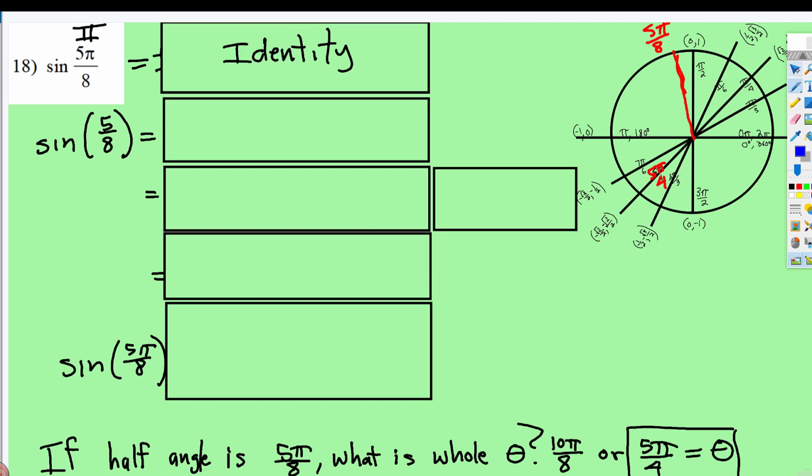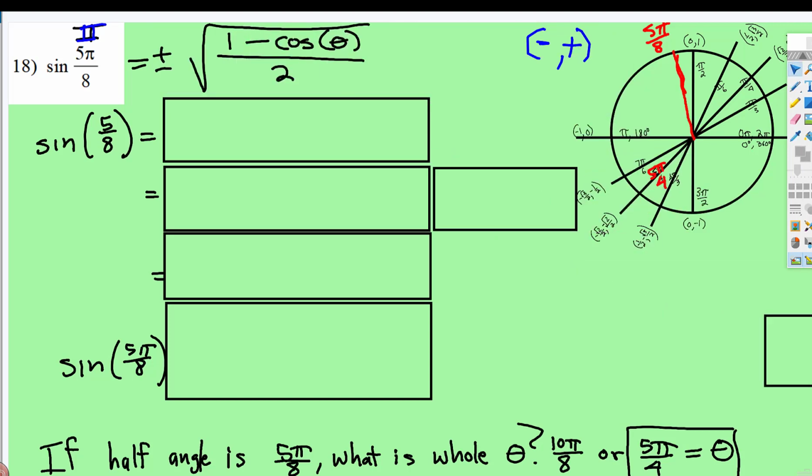All right, so here's 5 pi eighths on the unit circle, so that's in quadrant 2. Well, the sine value in quadrant 2 is positive. There's the identity for sine of the half angle: plus or minus the square root of 1 subtract cosine theta all over 2. Boy, I am just slipping here. I'm leaving off very critical pieces of information. Since we're in the second quadrant and sine is positive, we know we're going to use the plus sign.